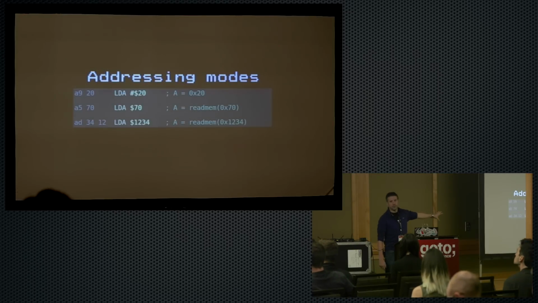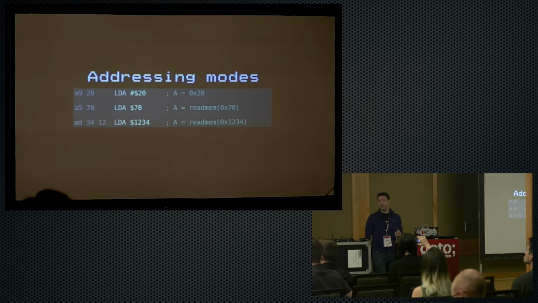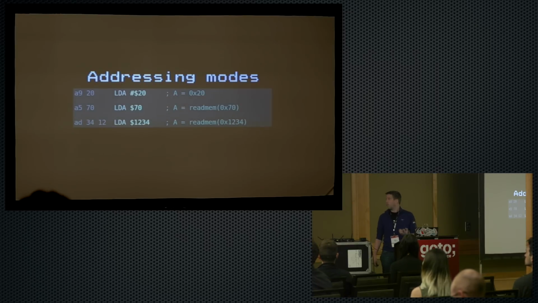Let's just take one of those instructions, the load A. So this is something which just brings a value into the accumulator. There are a bunch of ways you can bring values into the accumulator. The first and most obvious way is to bring in an actual number. I just want the number 32 into the A register, and that's what this first instruction is, this hash. I'm going to call it hash. A lot of you will think pound.